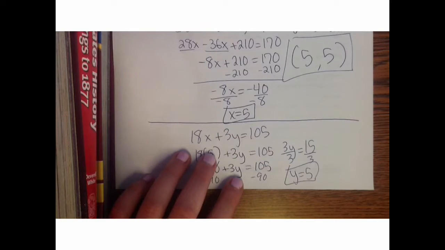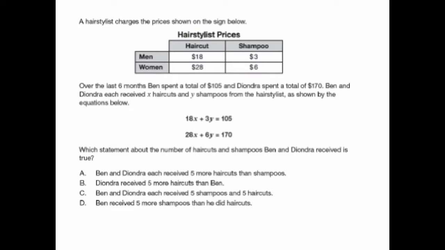So let's go back to our problem and look at our answer choices. All right, guys, now that I have my solution of (5, 5), I can start to interpret this. I know that 5 was my x value and my y value. And per my table, haircuts are my x value and shampoos are my y value. Which statement about the number of haircuts and shampoos Ben and Deandra received is true?